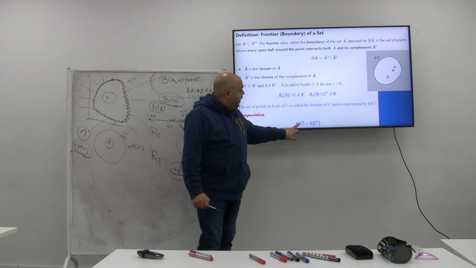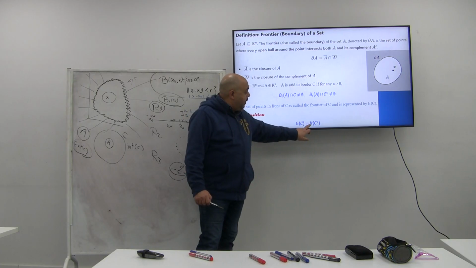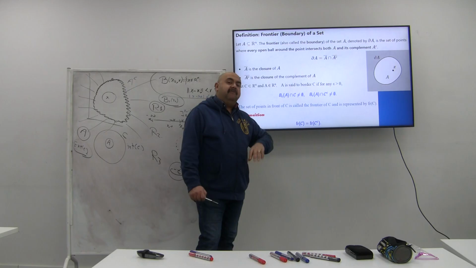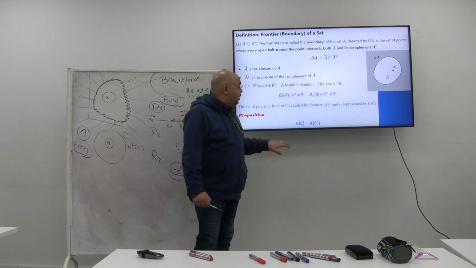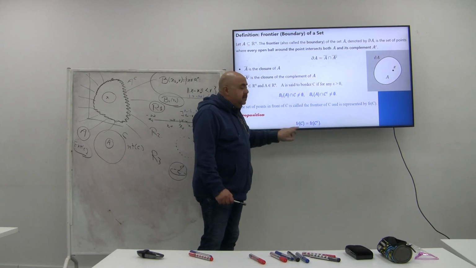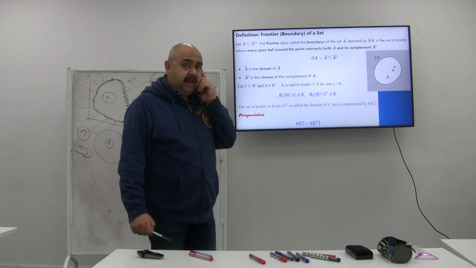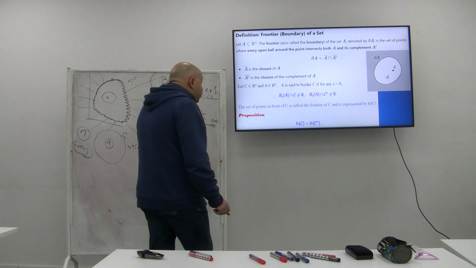Remark that the boundary of C equals the boundary of C complementary. So the boundary of any set is exactly equal to the boundary of the set complementary, and these definitions and symbols are really very important. You have to understand them and you will feel them.